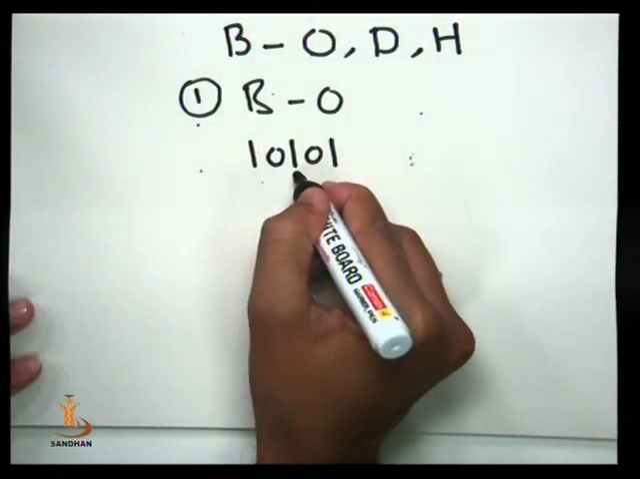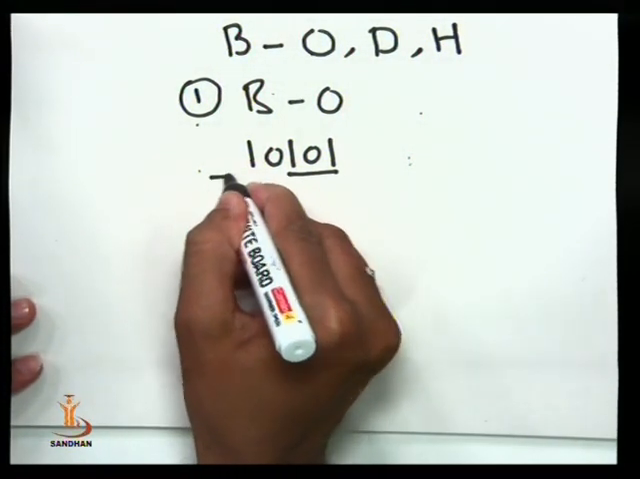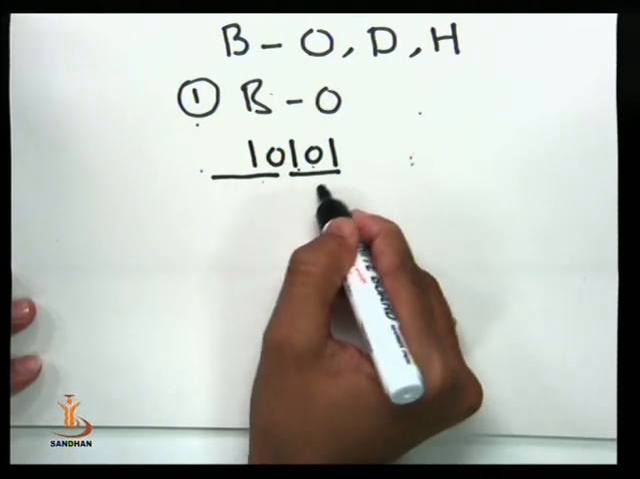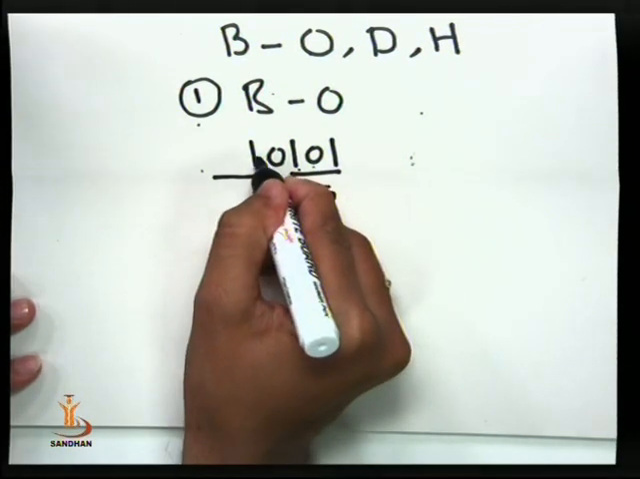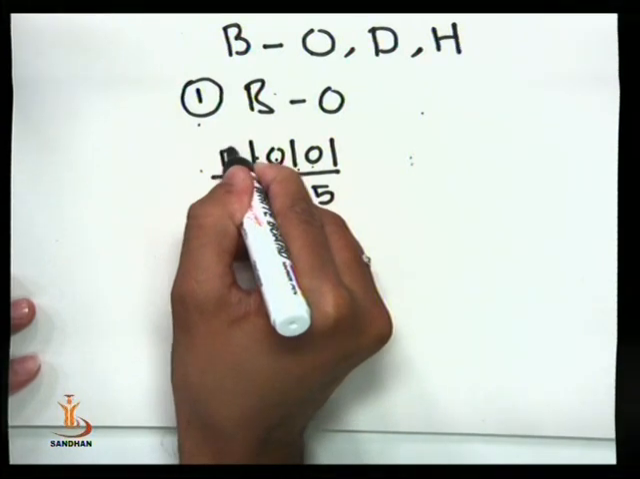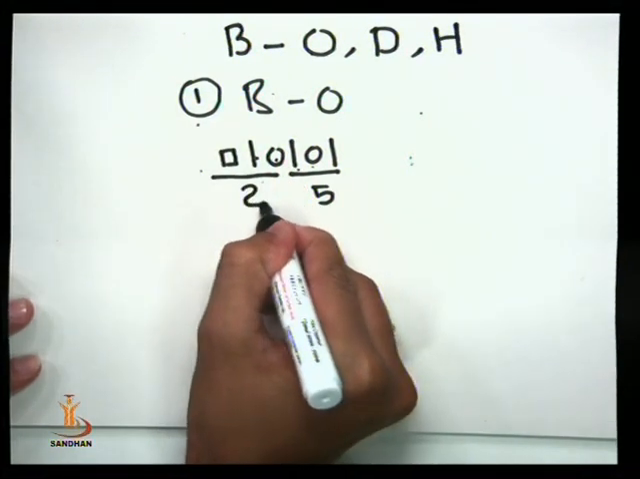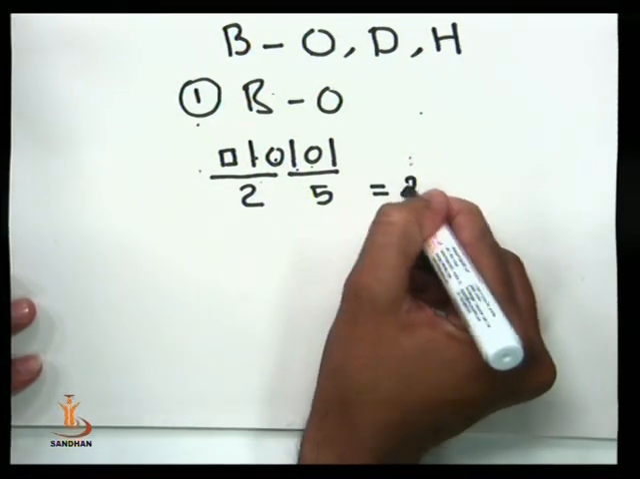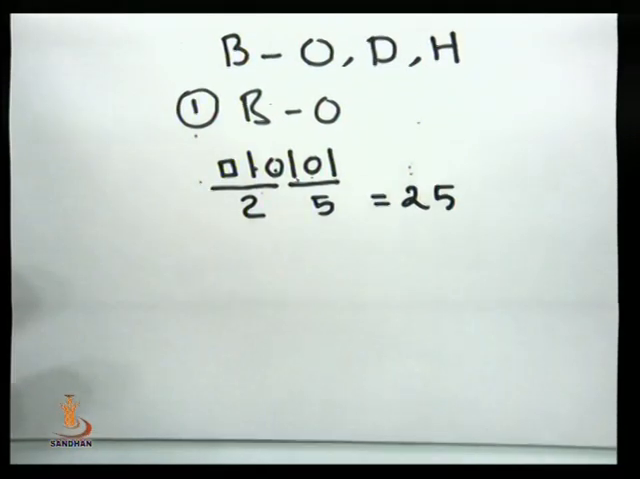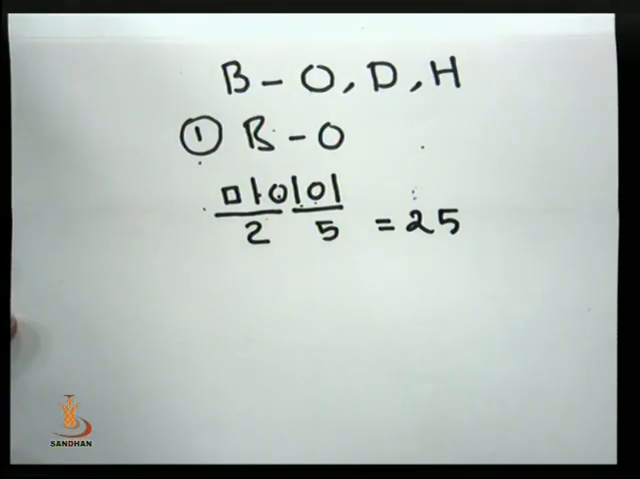You make groups of 3 binary digits. So 101 is 5. Here you have 01, and you add an extra 0, which makes 2. So the octal is 25. So this is binary to octal.